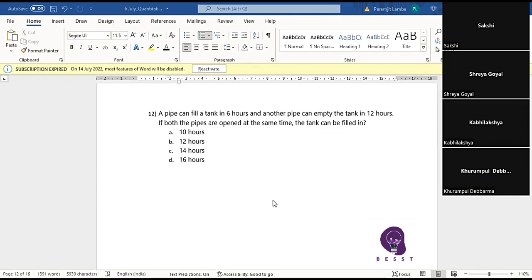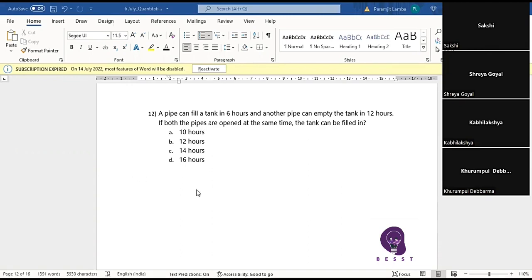But in any case, in the examination, this kind of question may come. So if the pipes are opened at the same time, it is absolute foolishness. But suppose both the pipes are opened at the same time, in how much time can the tank be filled? I'm sure you are more brilliant than I was and you'll be able to arrive at the answer. Yes, Abhijit, can you walk us through the answer?